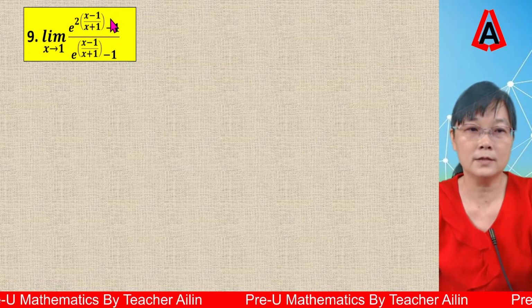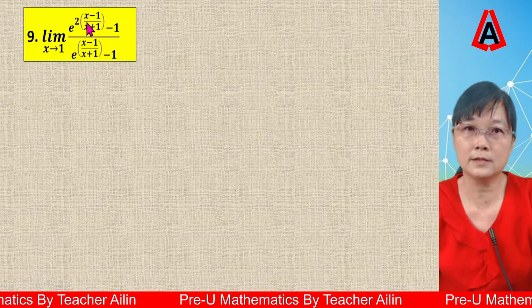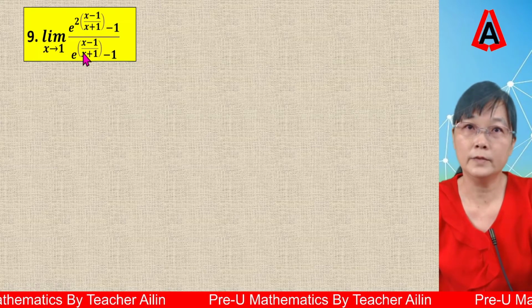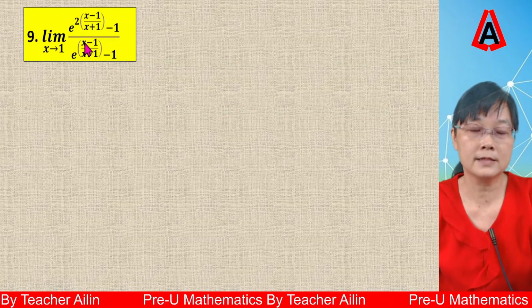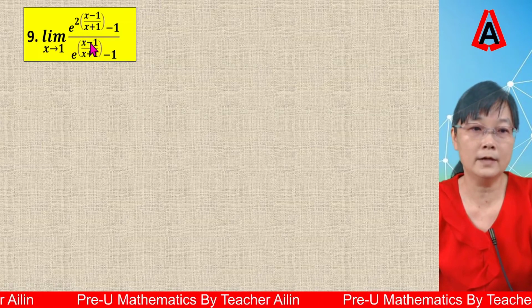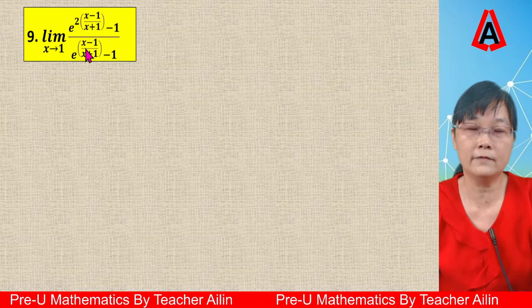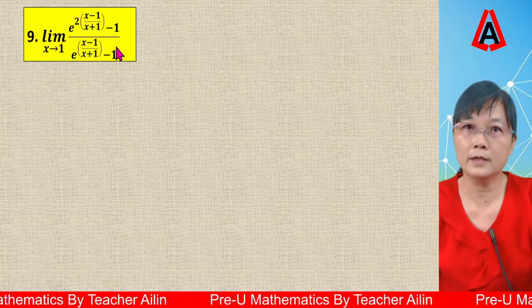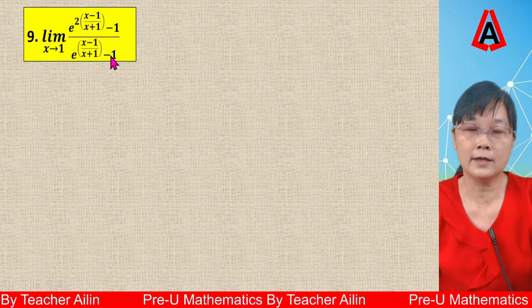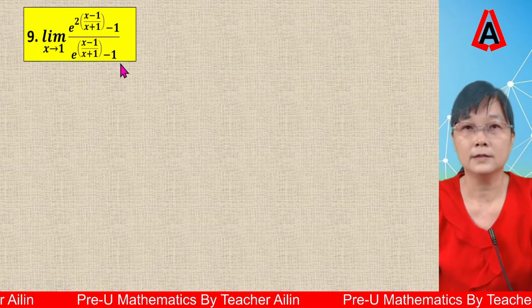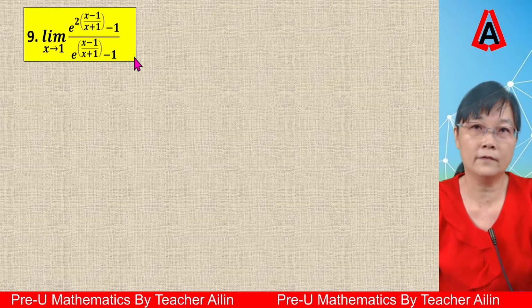1 minus 1 is 0. So the numerator is 0. And for the denominator, when x is substituted with 1, 1 minus 1 is 0. So e power 0 is 1. So 1 minus 1 is 0. So now I get 0 over 0. This is the indeterminate form of the limit.